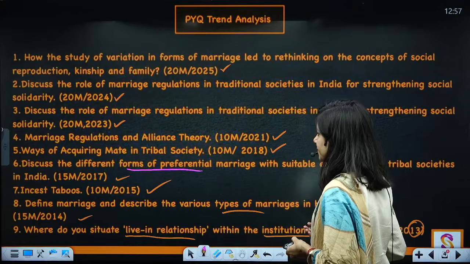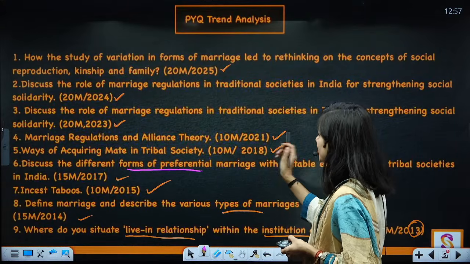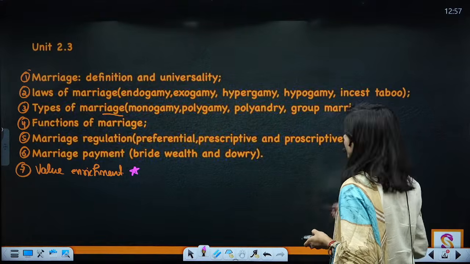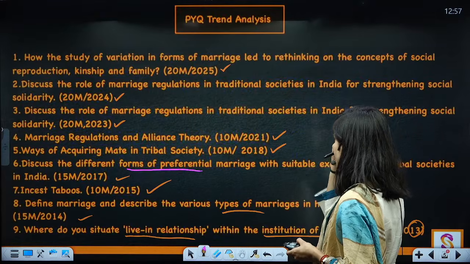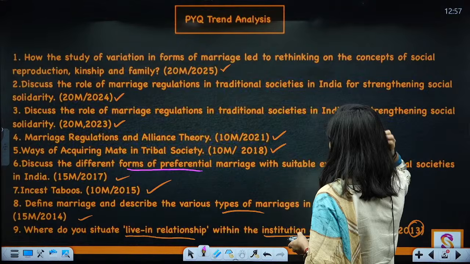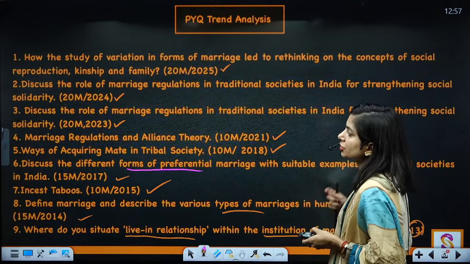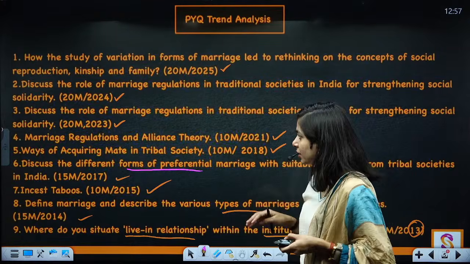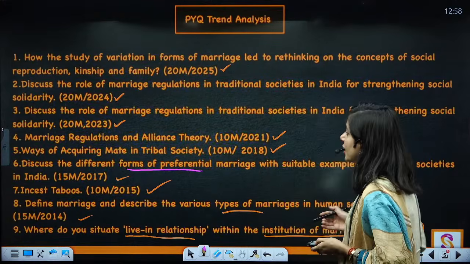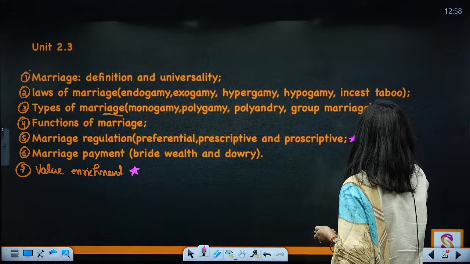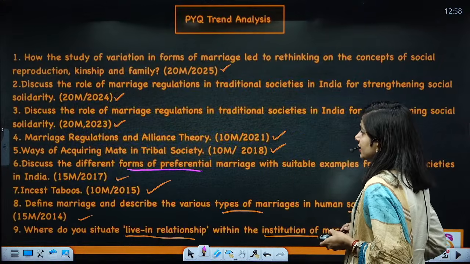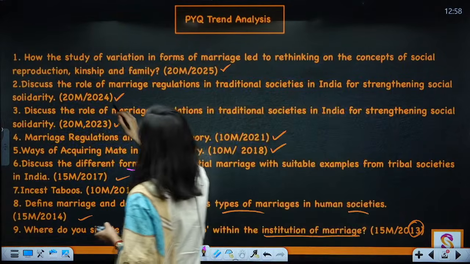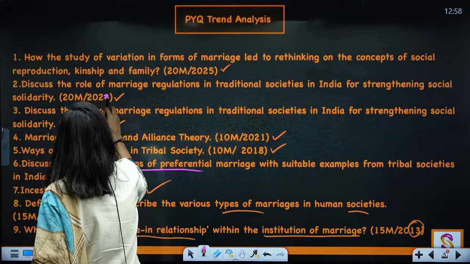Next is marriage regulation and alliance theory. So again they are asking marriage regulation and alliance theory. Next is: discuss the role of marriage regulation in the traditional societies in India for strengthening social solidarity. Means how marriage regulation helps us to maintain social solidarity. So again the question is from marriage regulation. Next, discuss the role of marriage regulation. There is a mistake, so it is basically from 2023.